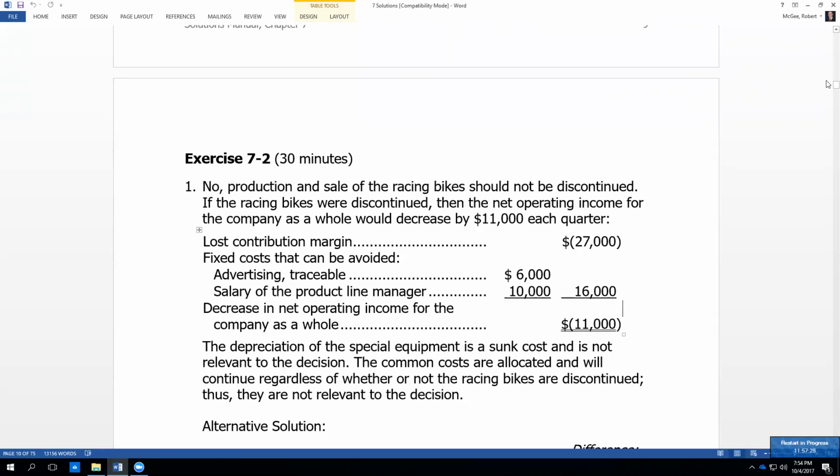Management is concerned about the continued losses shown by the racing bikes and wants a recommendation as to whether or not the line should be discontinued. The president of the company would look at this and say, let's get rid of the racing bikes, they're losing $9,000. It's up to you to convince the president that that would be a mistake.